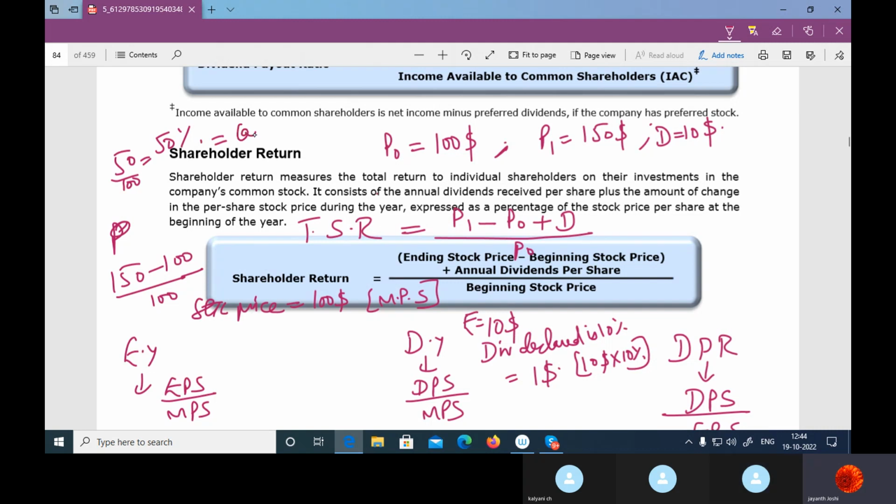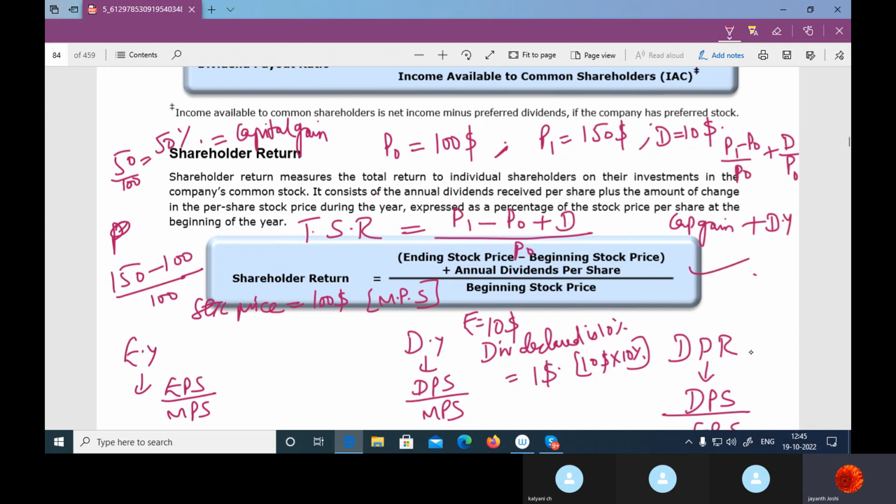This is capital gain. So capital gain plus dividend by share price. That means if I divide it this way, P1 minus P naught by P naught, plus D by P naught, can I write it this way? I can definitely write it. I have split this formula into two parts. Dividend by share price is what? Dividend yield, correct? Yes, that's what it is.